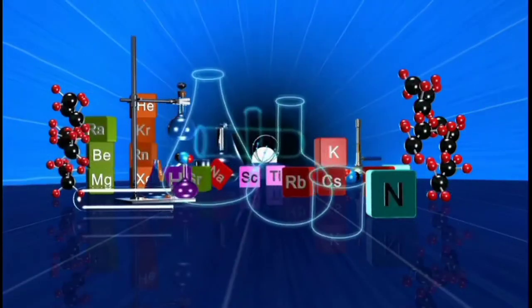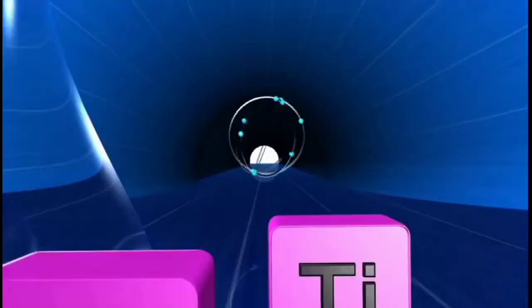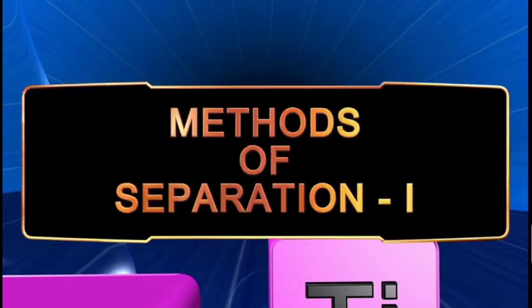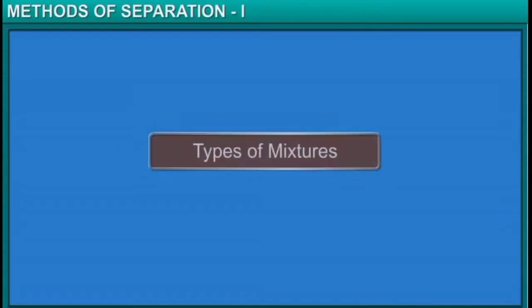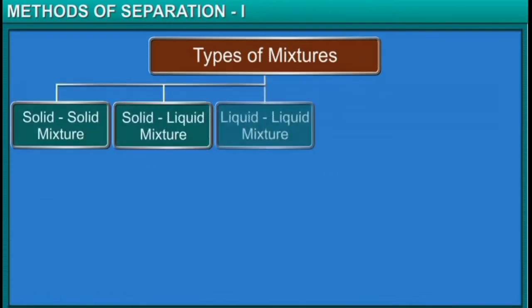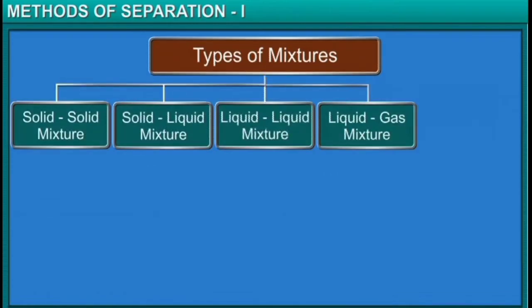In this module, you will learn about methods of separation. Part 1. Mixtures can be classified on the basis of their physical states.